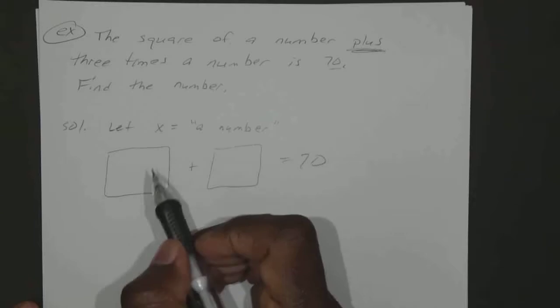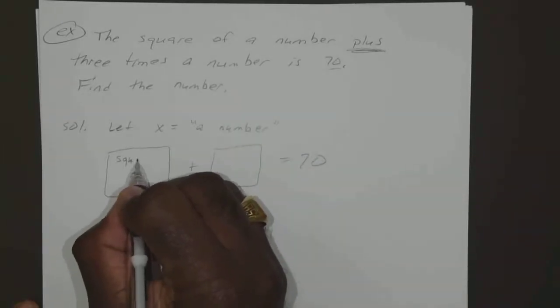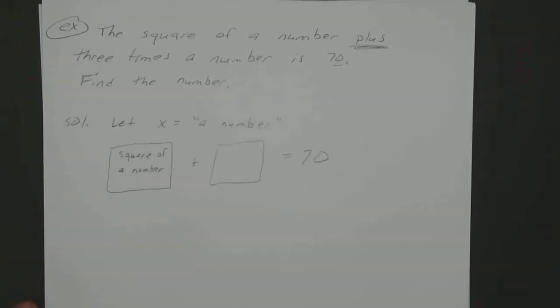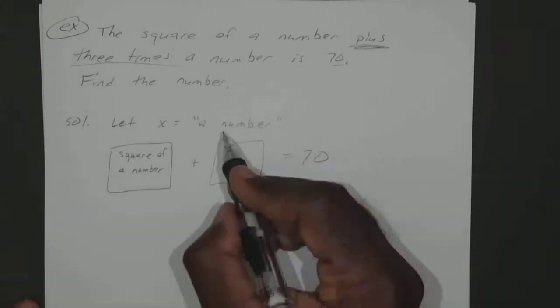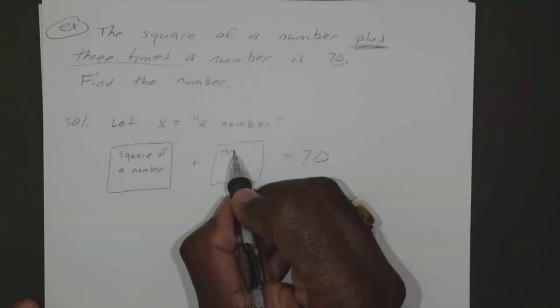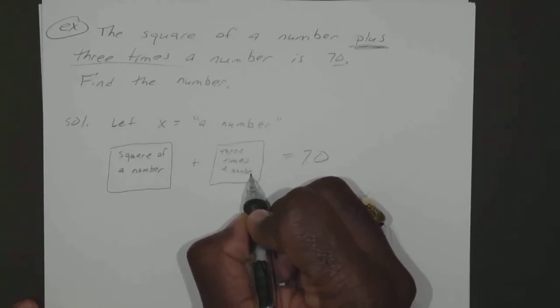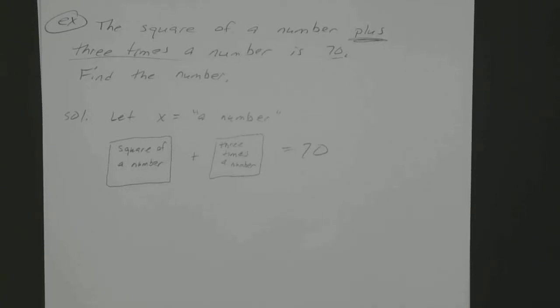Okay, so we have the square of a number. We'll just write square of a number. And here we'll write 3 times a number. Is 70. Is the number the same number, or can it be 2 different? Nope, same number. Okay, because it doesn't say that they have to be the same number. True, but we kind of assume it.